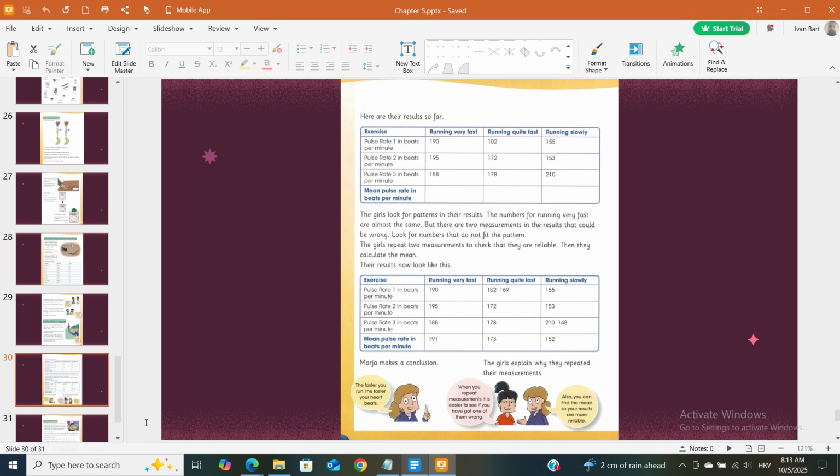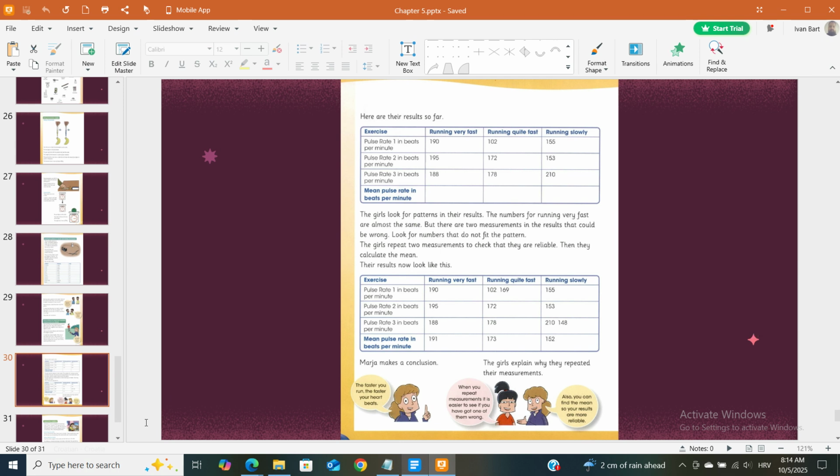The girls look for patterns in their results. The numbers for running very fast are almost the same. But there are two measurements in the results that could be wrong. Look for numbers that do not fit the pattern. The girls repeat two measurements to check that they are reliable. Then they calculate the mean.